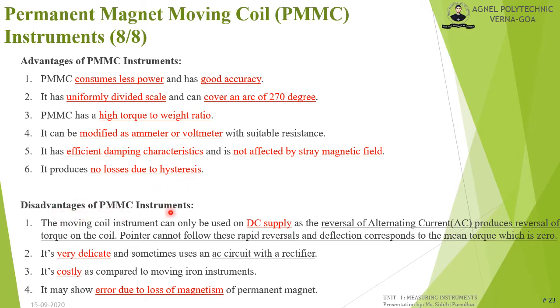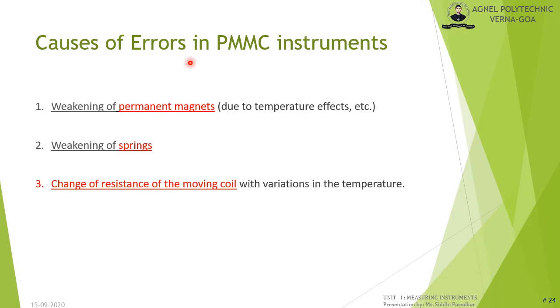Disadvantages of PMMC instruments: they can be used only for DC measurements, they are very delicate but can be used for AC circuits with the help of rectifier, they are very costly, and they show errors due to loss of magnetism of permanent magnets. Errors in the PMMC instruments occur due to weakening of the permanent magnets due to the variations in the temperature, weakening of the springs, and change in the resistance of the moving coil with the variations in temperature.